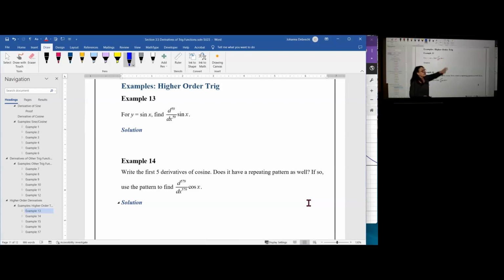To find the 59th derivative of sine, what I want to do is take this pattern and divide the 59 by 4, which just tells me that it's repeated that number of times. And I have a remainder of 3. So the 59th derivative of sine must be equivalent to the third derivative of sine, which we found to be negative cosine.